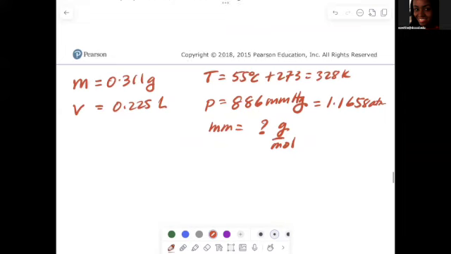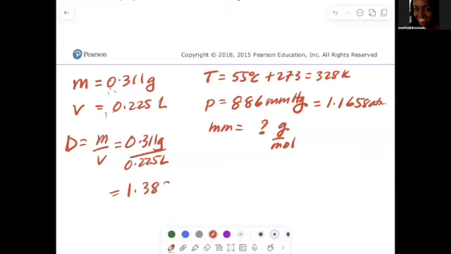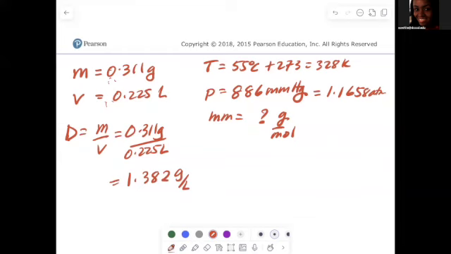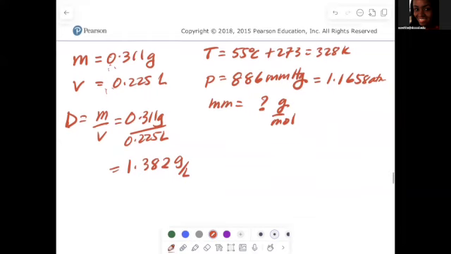Okay. Now these two numbers here give us a density. Let's go ahead and just get the density over and done with. The density will be 0.311 grams divided by 0.225 liters. That should be equal to 0.311 divided by 0.225, 1.382 grams per liter. Okay. We got this. Now let's go ahead and do this.